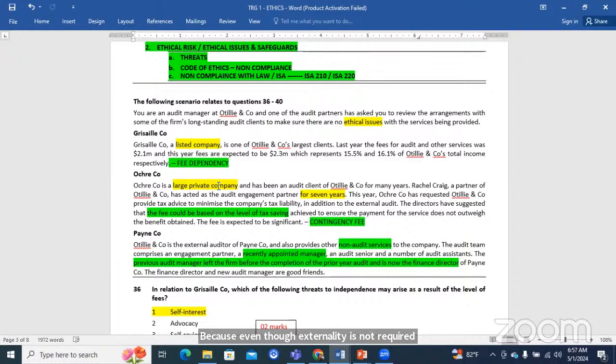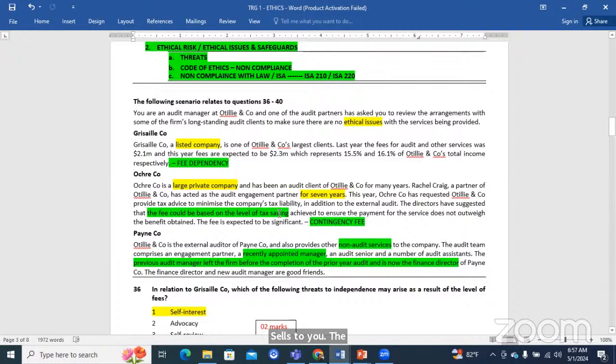External audit is not required for them. Now concentrate. This year, O has requested provide tax advice to minimize company tax liability. Asking advice is not a problem. It won't create any ethical threats. But if you provide that particular tax work, that will create what? Self-review threat.